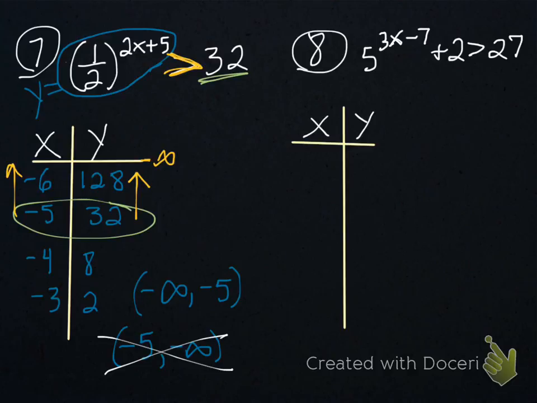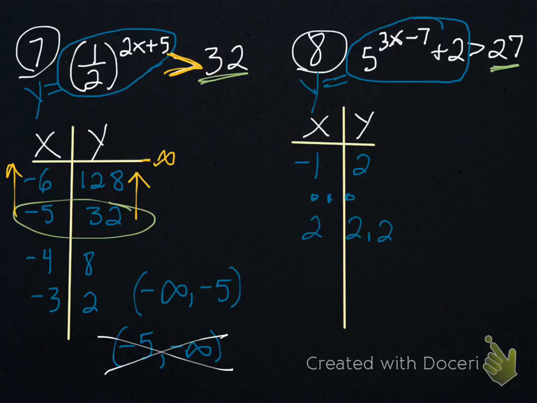Number 8, 5 to the 3x minus 7 plus 2. Make sure that plus 2 is not in the exponent. I'm looking for what number in my table? 27. Okay, let's look at it. At -1, I've got 2. Well, let's skip down a little bit. At 2, I've got 2.2. 3 is 27. That's my number.